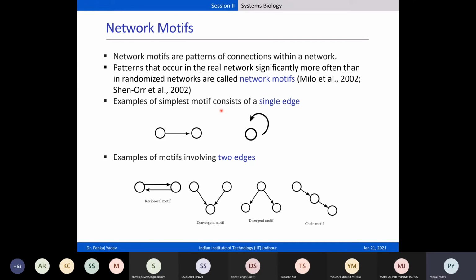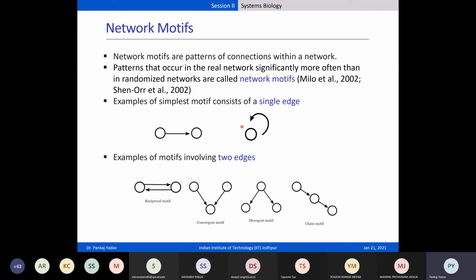Examples that consist of only a single edge. You can think of a connection between two nodes, and these are directional. So node A and node B are connected, and this edge is found more frequently than in a random network. So you can look for those kinds of connections in your networks.